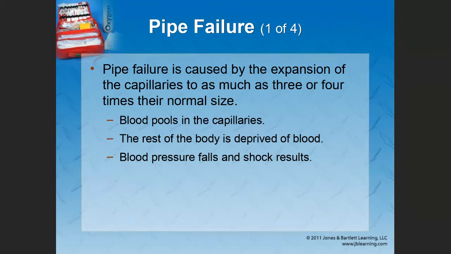Now, if something occurs in the body that affects the ability to do that, then the blood vessels will open completely. And when the blood vessels open up completely in the body, it causes a drop in the pressure inside the vessel, and that will reduce the cardiac output or blood pressure, resulting in shock. So pipe failure is caused by the expansion of the capillaries to as much as 3 or 4 times their normal size. Blood pools in the capillaries. The rest of the body is deprived of blood, and blood pressure falls and shock results.